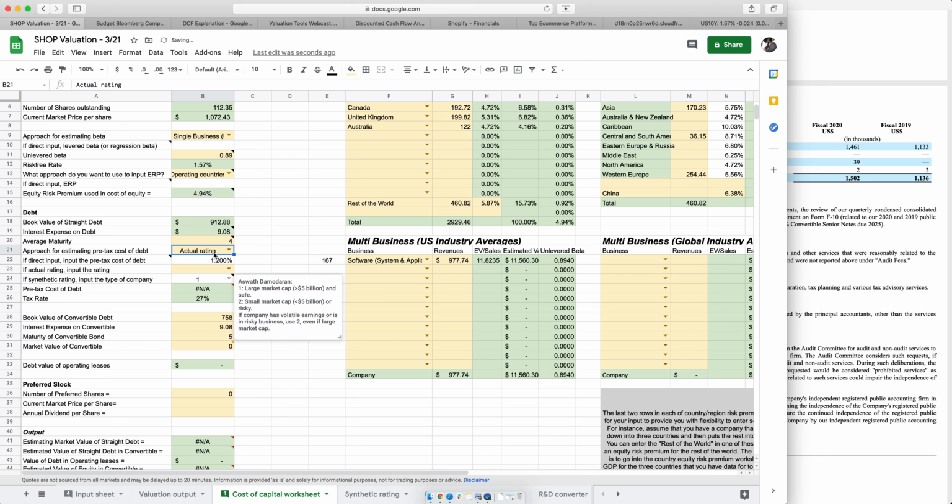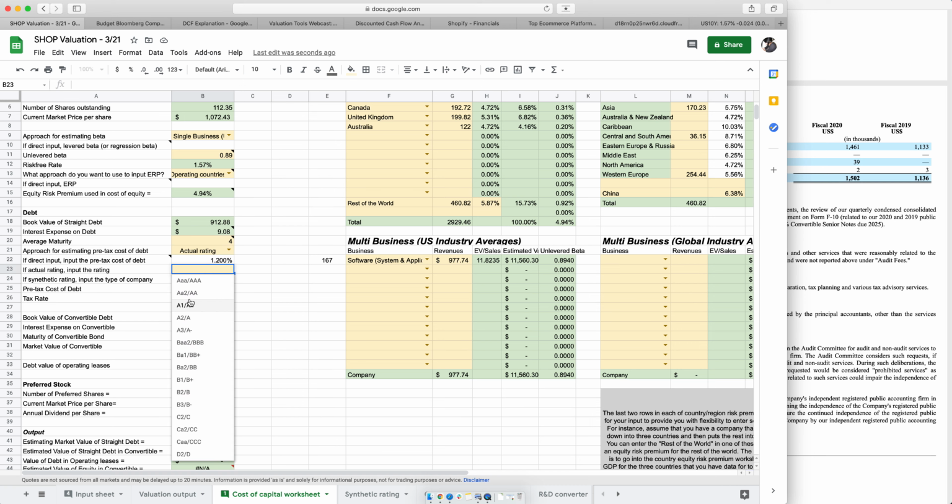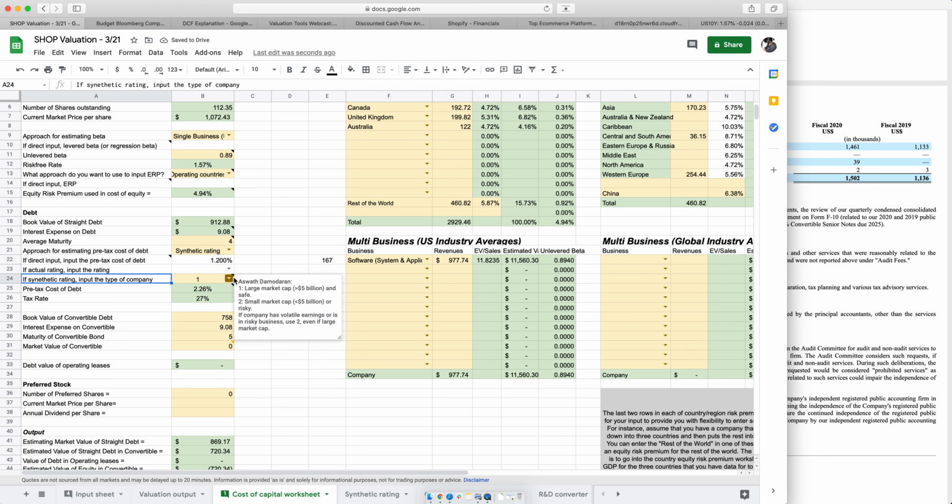Actually, no, sorry, that's what I meant with actual rating. If this company has a rating out there on the market, for example, if they are an established company with a lot of bonds out, you can just use the rating itself. In that case, you would put the actual rating that they have. In this case, Shopify does not have a rating, so I used a synthetic rating. So he makes a note here.